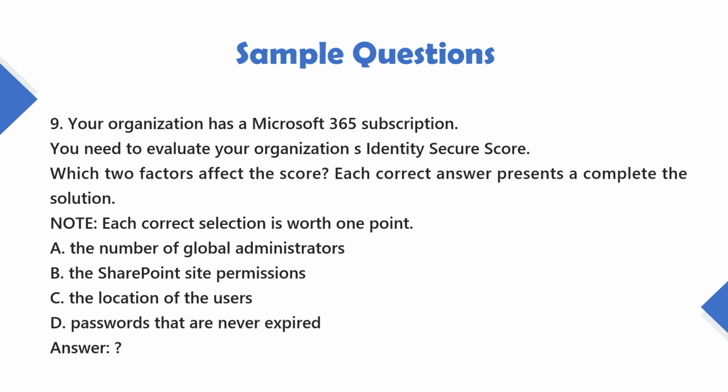9. Your organization has a Microsoft 365 subscription. You need to evaluate your organization's identity secure score. Which two factors affect the score? Each correct answer presents a complete solution. Note: each correct selection is worth 1 point. A. The number of global administrators. B. The SharePoint site permissions. C. The location of the users. D. Passwords that are never expired.